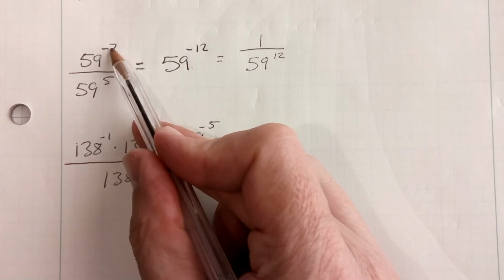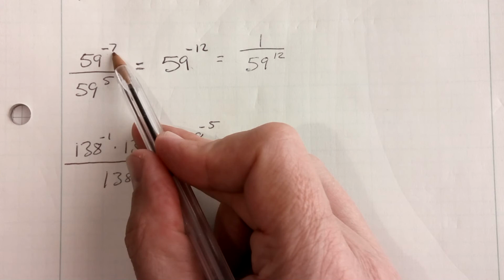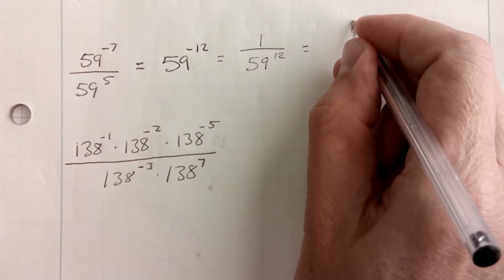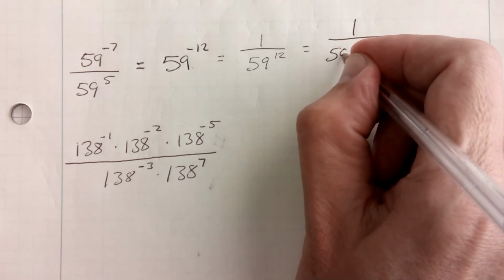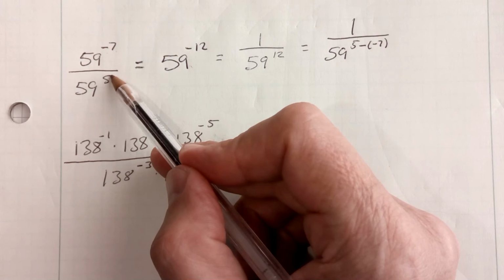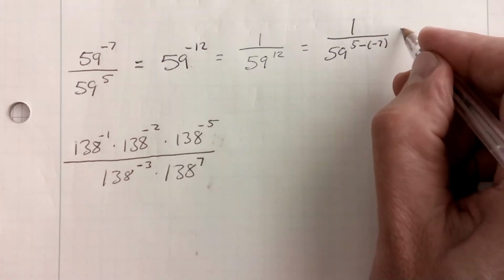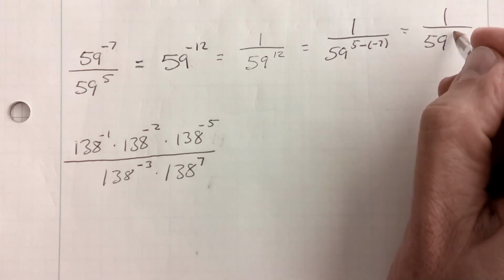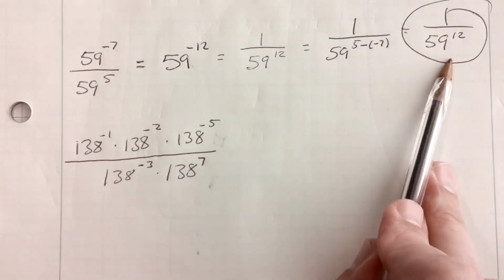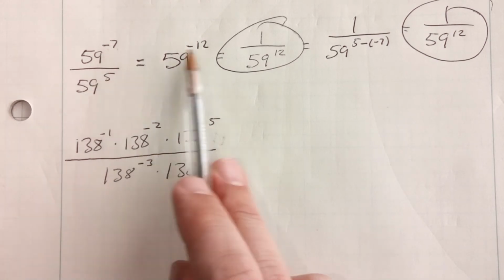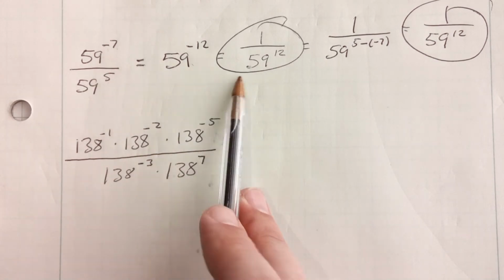I actually like to think of it this way. If this top exponent is negative, then I'm actually going to subtract the top exponent from the bottom exponent, which is perfectly fine, doing 1 over 59 to the 5 minus the minus 7, keeping it in the denominator, and then I have that positive exponent of 12 that I wanted, just like I did with this one. But you could do it either way.